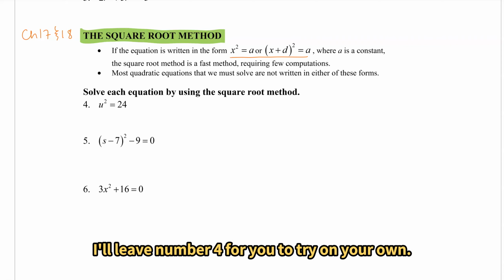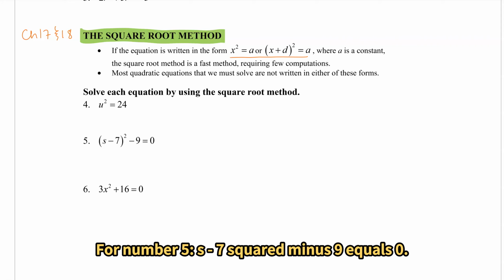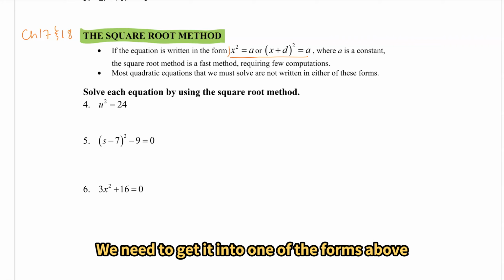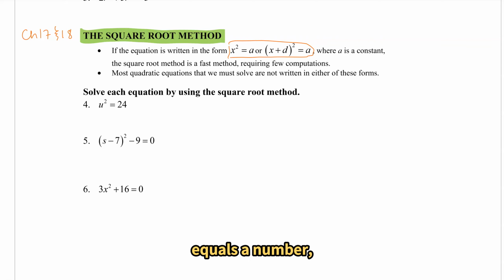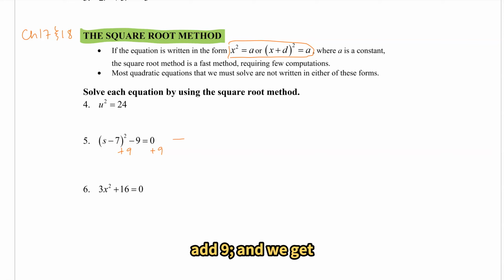I'll leave number 4 for you to try on your own, and we'll do 5 and 6 together. For number 5, s minus 7 squared minus 9 equals 0. We need to get it into one of the forms above where it's something squared equals a number. And I can do that by adding 9 to both sides. So add 9, and we get s minus 7 squared equals 9.